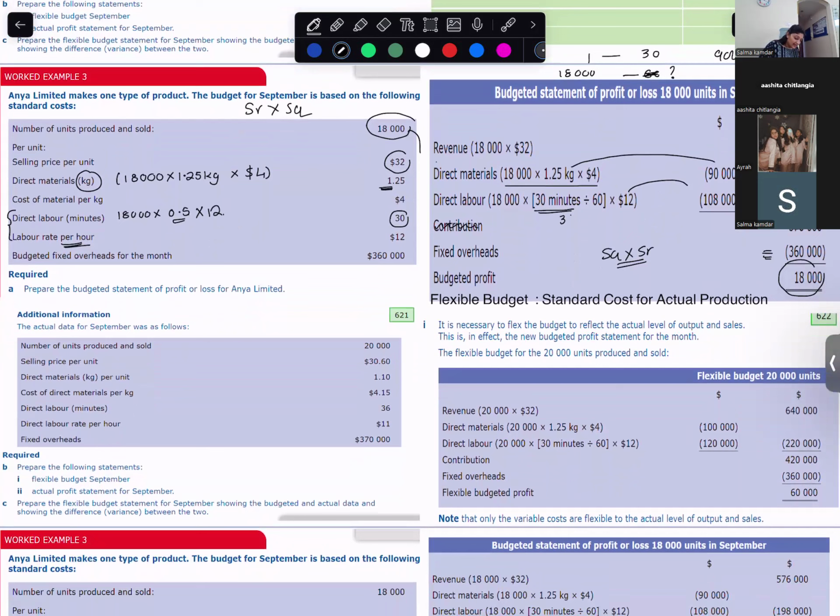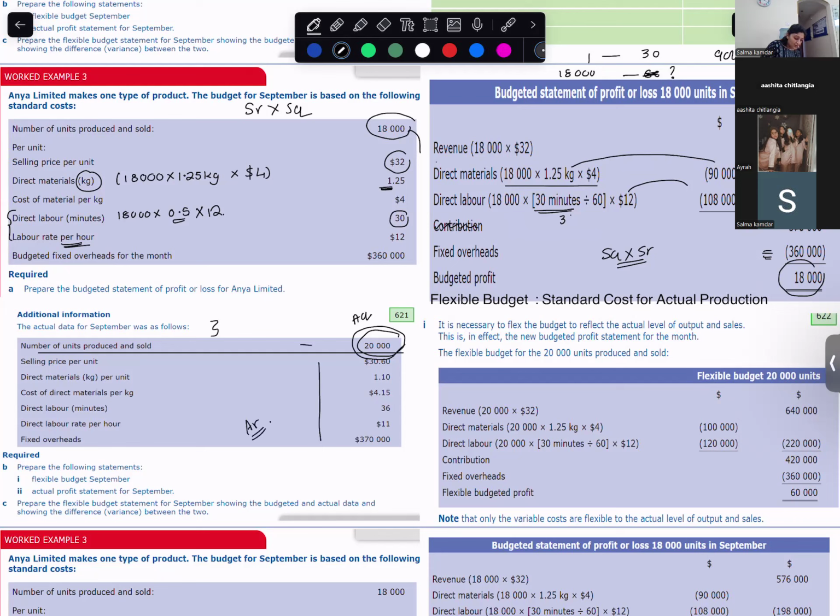Okay, I will move ahead. What have they told me? They have given me actual data. In the actual data, the number of units produced and sold is how much? 20,000 units. So this is the actual quantity. This is the actual rate.